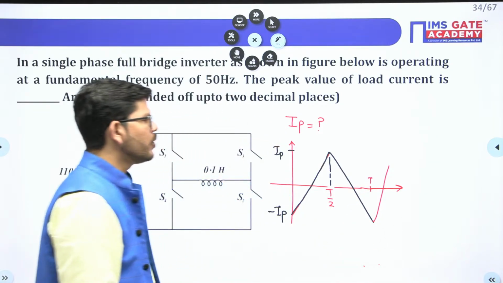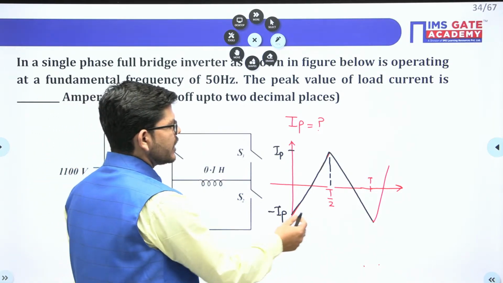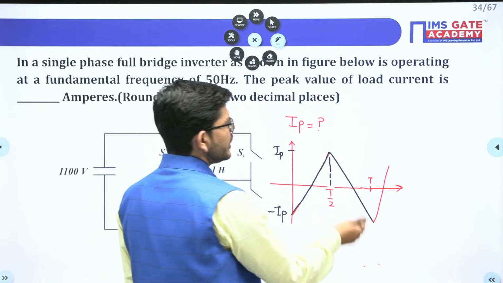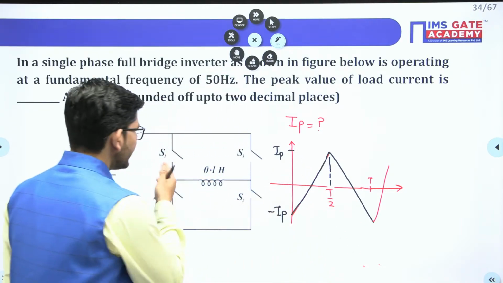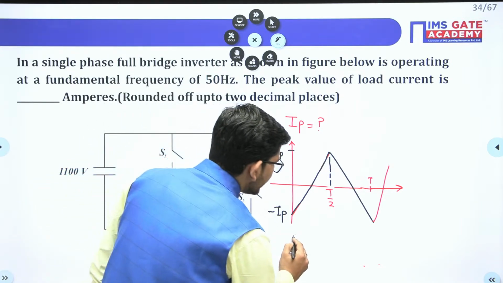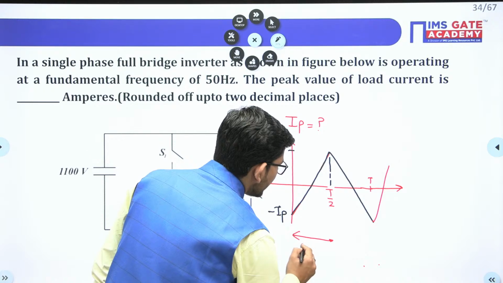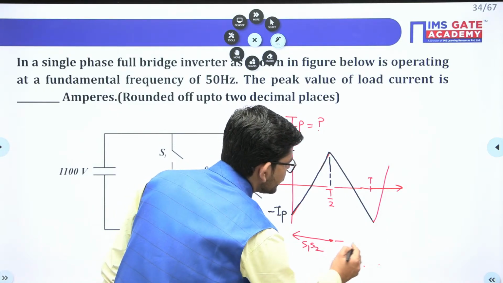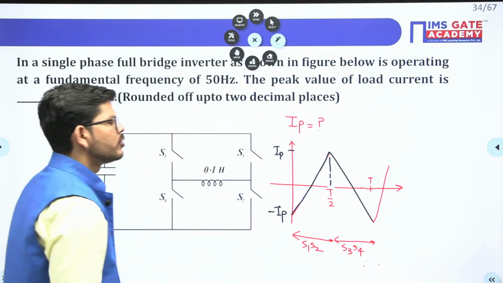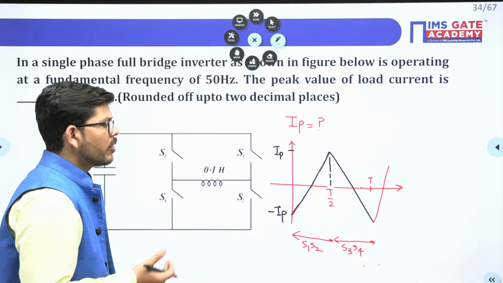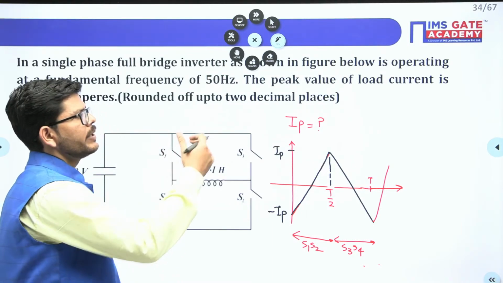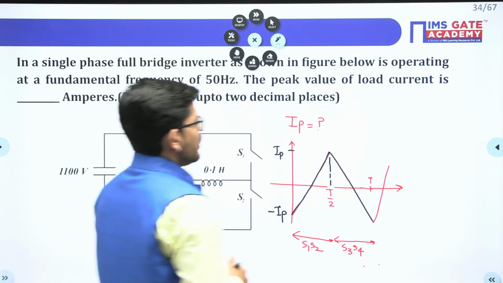Okay. So you can see when T1 and T2 are conducting, the inductor current varies from minus IP to plus IP. When T3, T4 are conducting, or here we have S1, S2 and S3, S4. So in this particular moment we have S1, S2 conducting, and in this particular moment we have S3, S4 conducting. Okay. So when S1, S2 are conducting, for that T by 2 period, the current increases from minus IP to plus IP, isn't it?